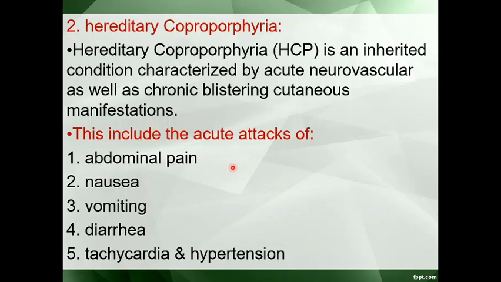This too we have seen, we have just studied this earlier. Hereditary coproporphyria is an inherited disorder characterized by acute neurovascular as well as chronic blistering cutaneous manifestations. You can see here both types of symptoms will develop in the patient, neurovascular as well as cutaneous. There will be abdominal pain, nausea, vomiting, diarrhea, tachycardia and hypertension.